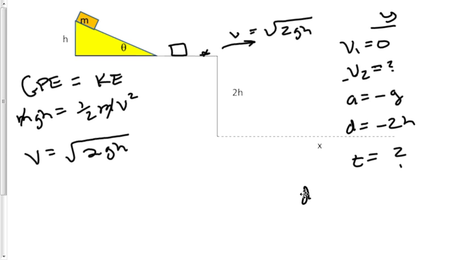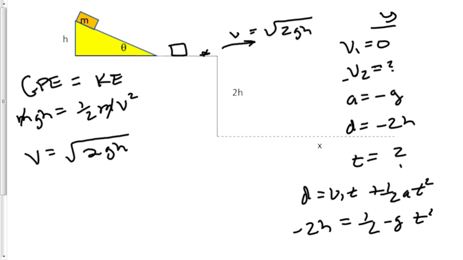So I'm going to use d equals v1t plus 1/2 at squared. The v1 term is 0 because we have a 0 beginning velocity there, so I'm not going to include it. My distance that falls is minus 2h, which equals 1/2 times negative g times t squared. Then it's just a matter of solving. I'll take the 2 to the other side and take the negative of all that, then the square root. The time it takes to fall is the square root of 4h divided by g.